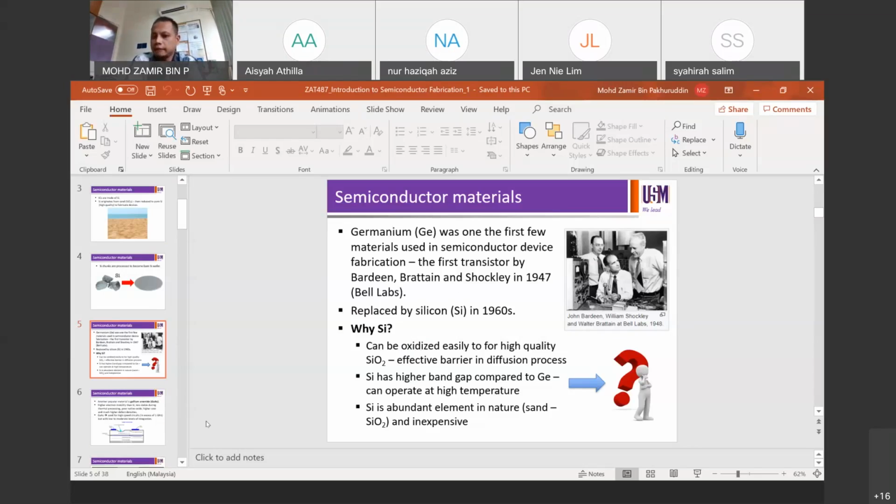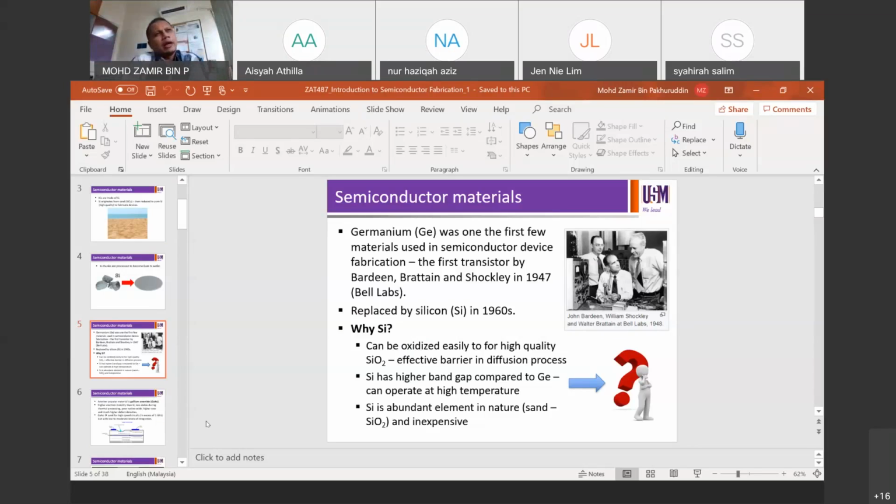So why did silicon replace germanium? There are a few reasons for that, but it's not the whole reason, it's only part of the main reasons. First, silicon can be oxidized easily to form high quality SiO2. We discussed SiO2 last time.